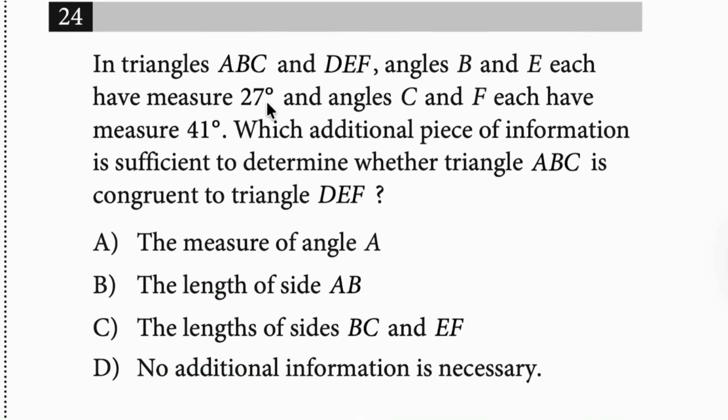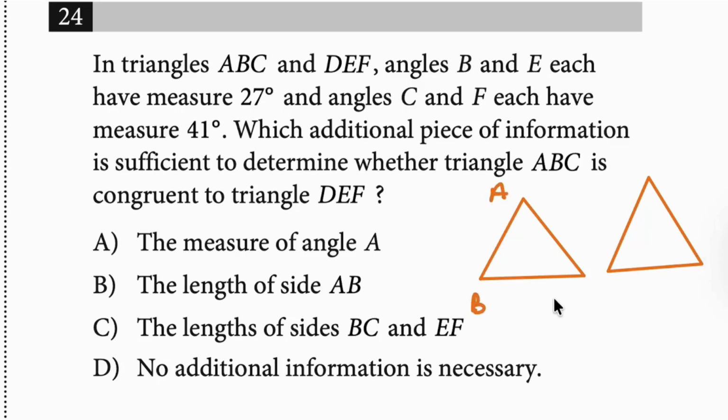Question number 24. In triangle ABC and DEF, angle B and E each have measures 27 degrees. Okay, so there are two triangles. They are not up to scale. We have to just understand the concept. So these are the two triangles ABC and DEF. A, B and E, these are 27 degrees.